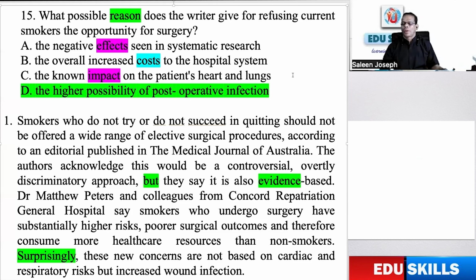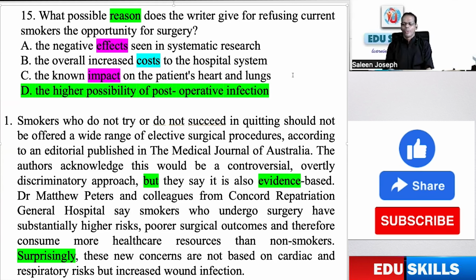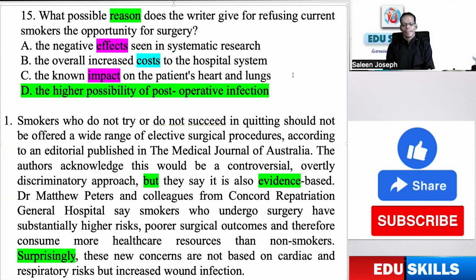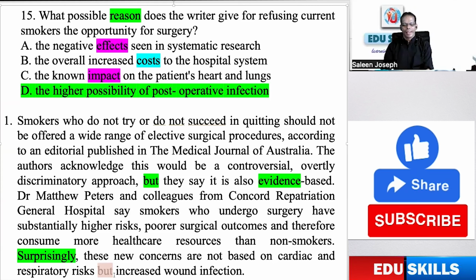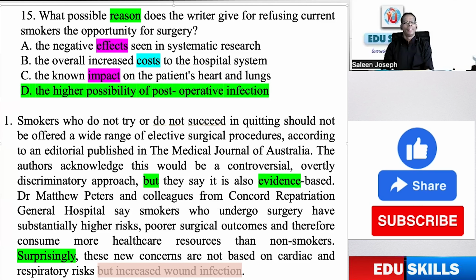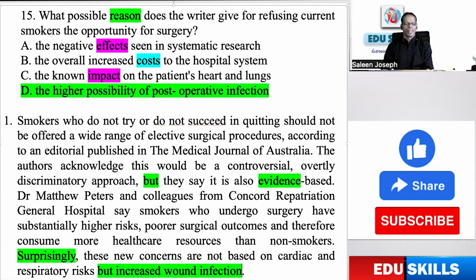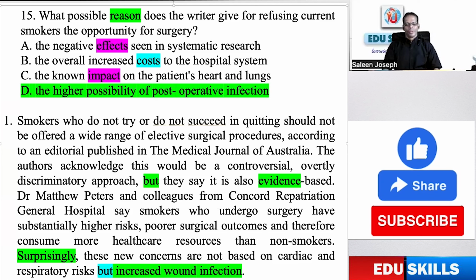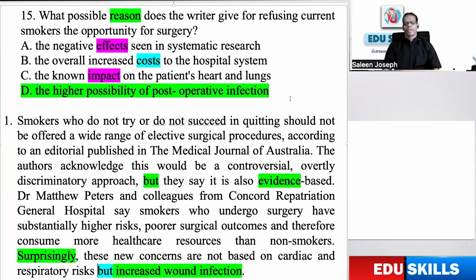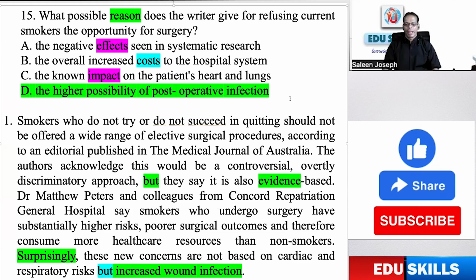Whenever some emotions are expressed in a passage, that is a clue to the answer. Surprisingly, these new concerns are not based on cardiac and respiratory risk, but increased wound infection. Again, there is a contrast word, so that tells you there is the answer. Increased wound infection, possibility of post-operative infection, that is the paraphrasing. So you have the contrast word here, the synonym here, the reading for emotion here, and again a contrast word.